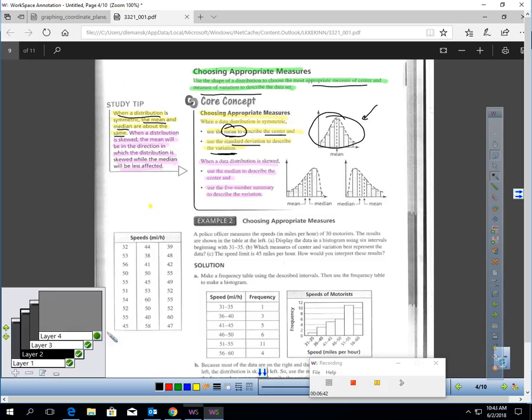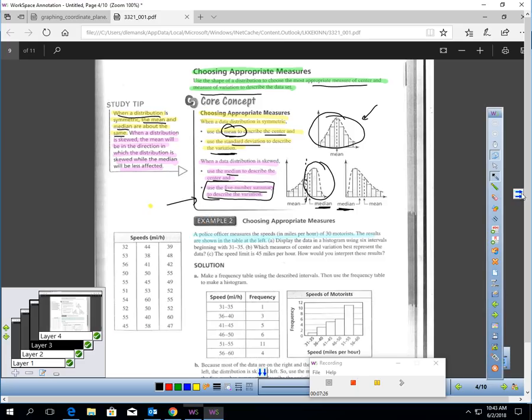However, if you have a skewed graph, it is better to use the median to describe the center. You can see in the picture here, the mean would be right down the middle, but here's the problem: most of the data is over here. So this is skewed to the left, and the median would be a better measure of the center of the data. The 5-number summary would be a better way to describe the variation. Remember, you use the 5-number summary when you make a box and whisker plot. It will show you where the middle 50% of the data is, based on the quartile 1 and quartile 3 numbers.